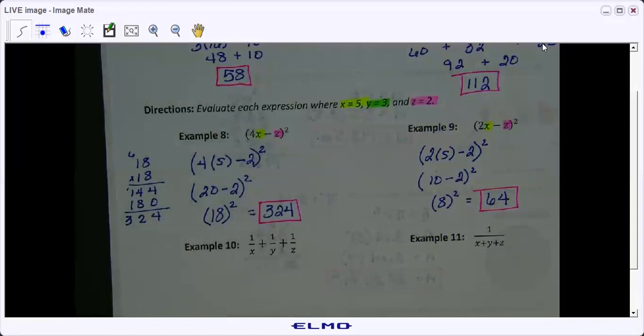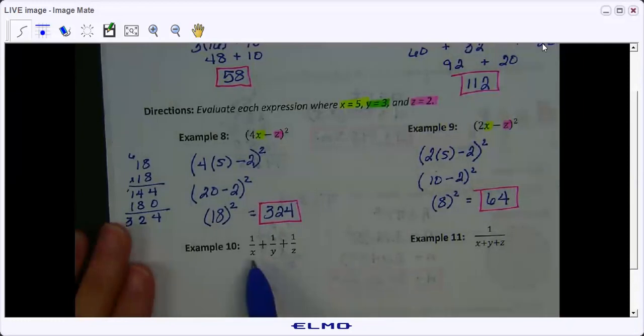Keep it as an improper fraction. Always reduce, but you don't have to put it into a mixed number or a decimal. Reduce if you can. Okay, we're gonna move on to example 10. Example 10 is put in there to remind you how to add fractions, how to find common denominators. So we're gonna rewrite this problem with our values.